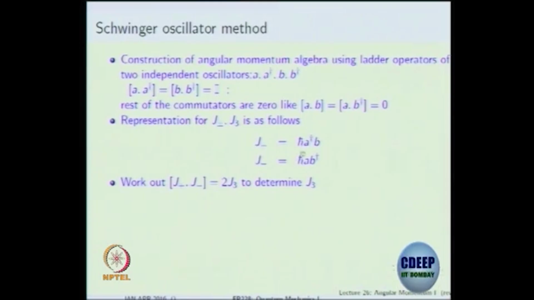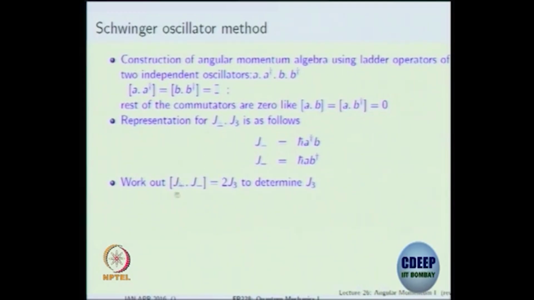If we take J plus to be this, the order really doesn't matter because they commute. You could put B A dagger also, it doesn't matter, right? So if you take J plus, it's not Hermitian. If you take the Hermitian conjugate, the dagger of that, you get J minus, and J minus is this. Is that right?